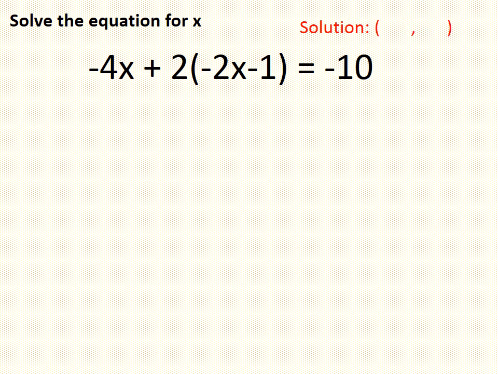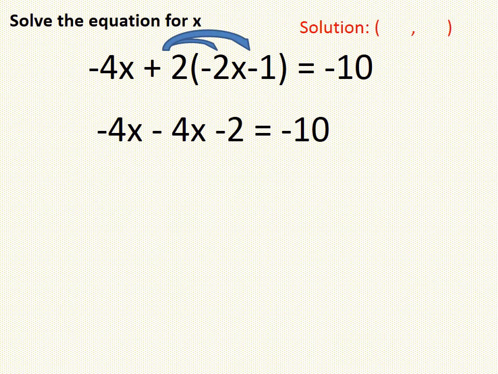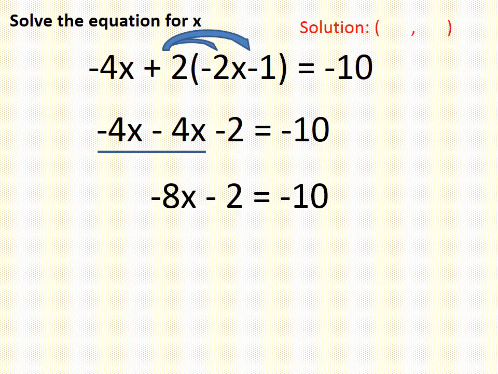Third step is to solve the equation for x. So what we need to do first is to use the distributive property to multiply 2 by negative 2x minus 1. And I'm going to end up with negative 4x minus 4x minus 2 equals negative 10. We have like terms, negative 4x and negative 4x. We need to combine like terms. I'm going to end up with negative 8x minus 2 equals negative 10.